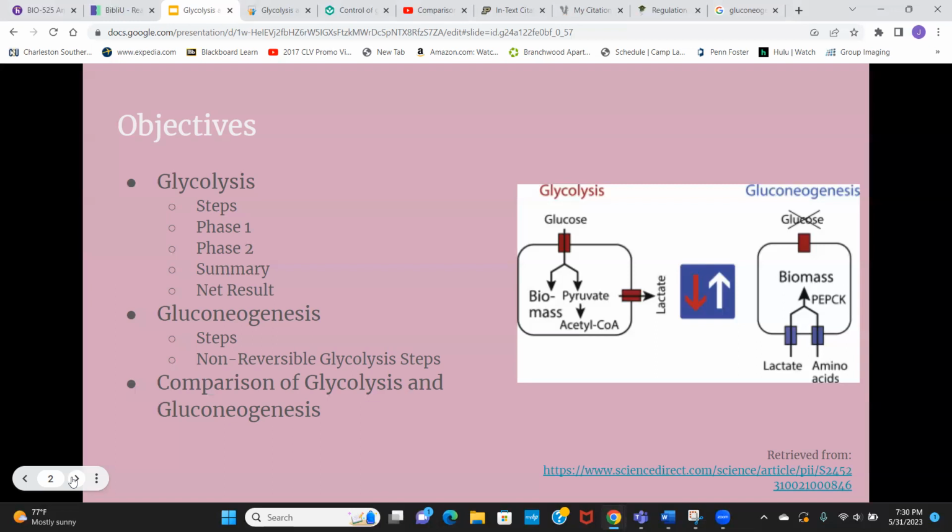By the time we get to the end, we'll do a very short, quick comparison of the two processes and what makes them up. How do they work and how do they tie together?